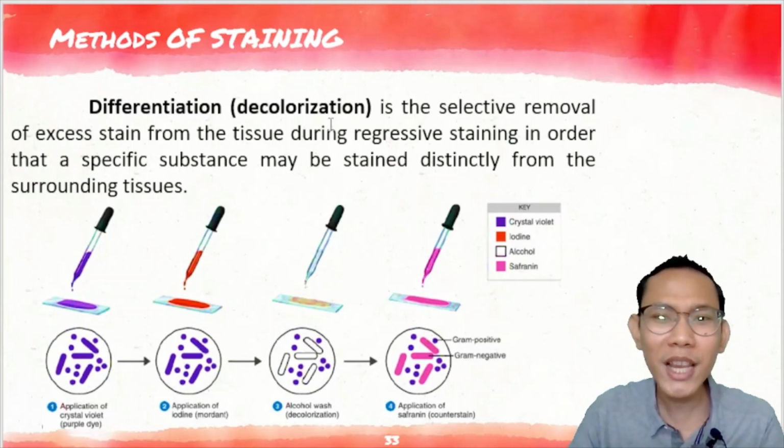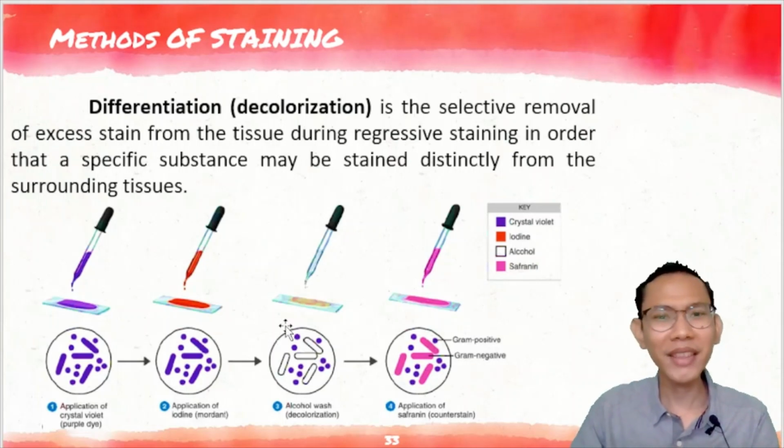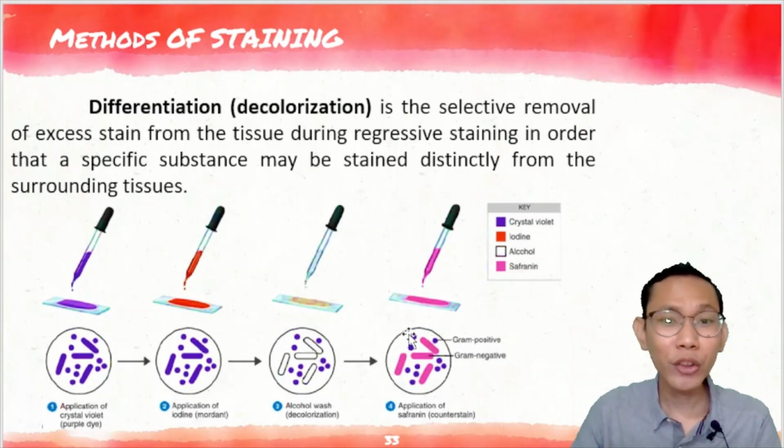So your decolorization, you just want to remove the excess stain in your regressive staining in order for that specific substance to be stained distinctly from the surrounding tissue so that you will be able to identify this gram-negative. That's the basic concept in your decolorization para ma-identify mo yung specific na bacteria.